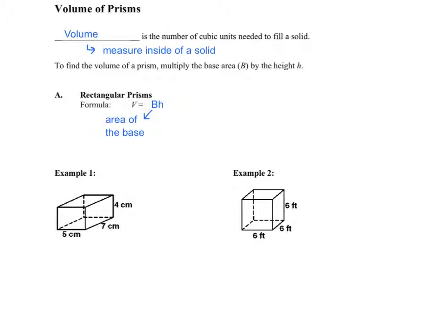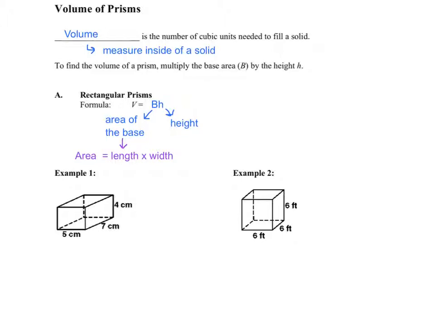Since we're talking about rectangular prisms, our base, if we look below, is a rectangle. So what is the area of a rectangle? Area is length times width. So the area of the base of a rectangular prism is length times width. And the h stands for our height.